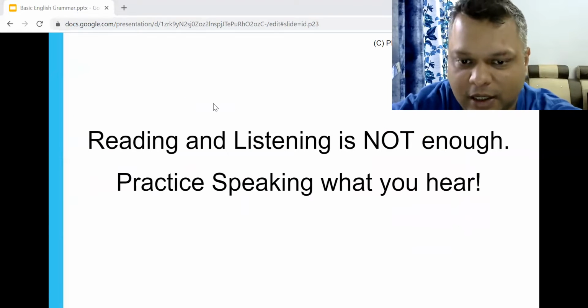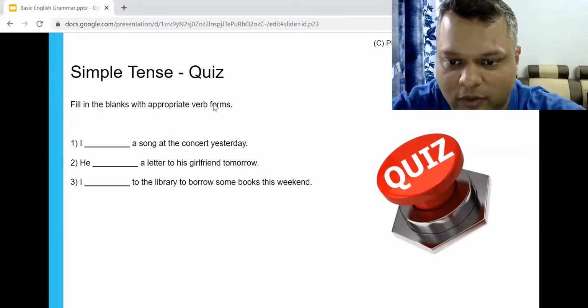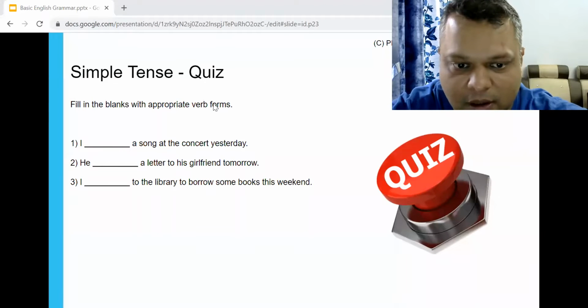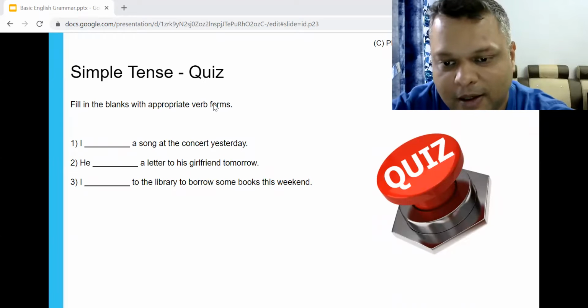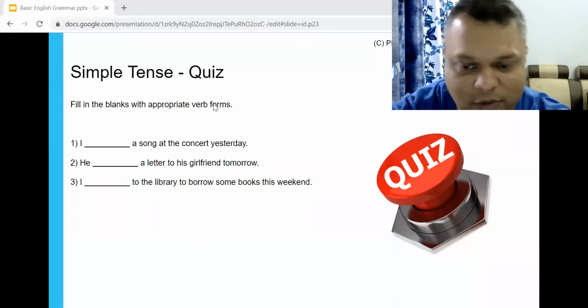Anyways, I guess I'll check it later. Okay, so what are the answers? Who's ready with the answers? Please let me know. Okay, so who's this person? Madhuri has pasted. I sang a song at the concert yesterday. Okay. He will send a letter to his girlfriend tomorrow. He will give a letter to his girlfriend tomorrow. He will post a letter to his girlfriend tomorrow. Fine.